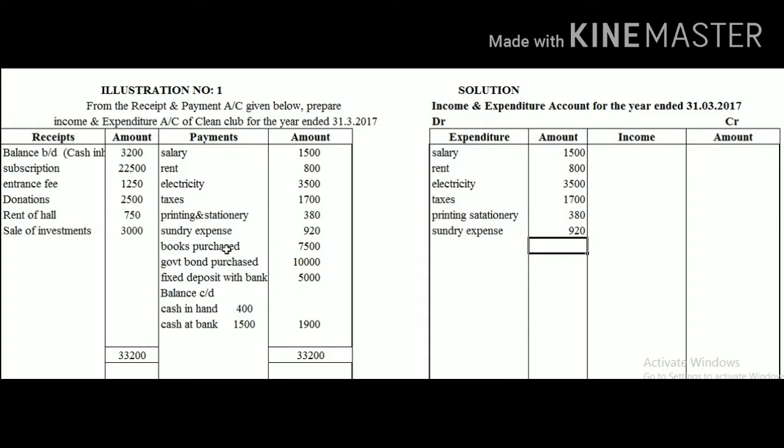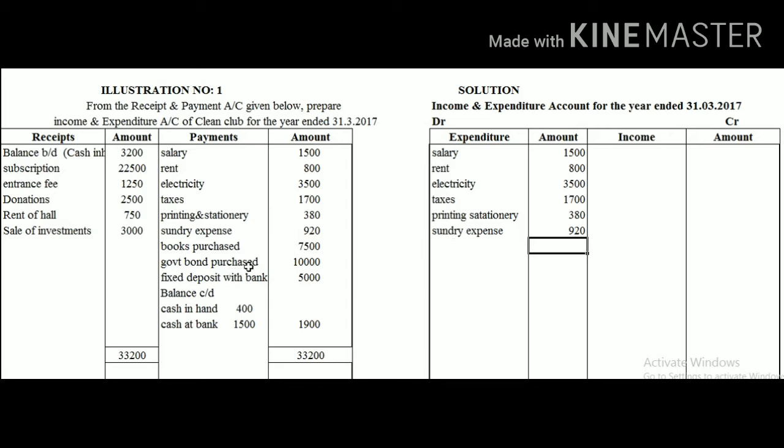Books is an asset. So the asset purchased is not considered as revenue expenditure. It is considered as capital expenditure. The reason is that books is the asset of the club or that particular institution. So the purchasing of books is not considered as revenue expenditure. It is considered as capital expenditure. So books purchase is not taken in preparing the income and expenditure account.